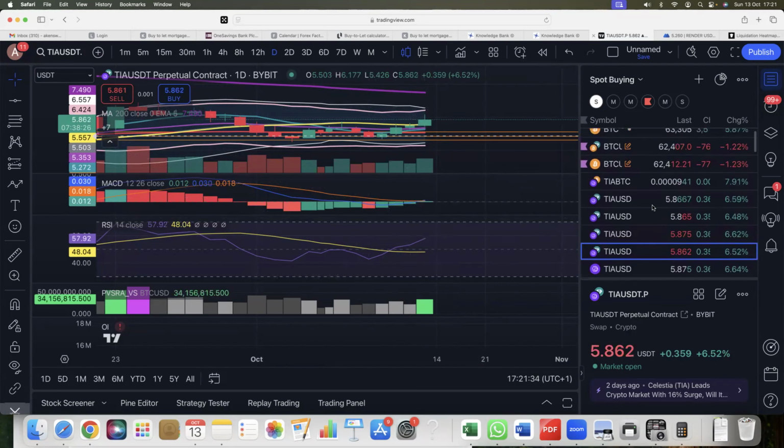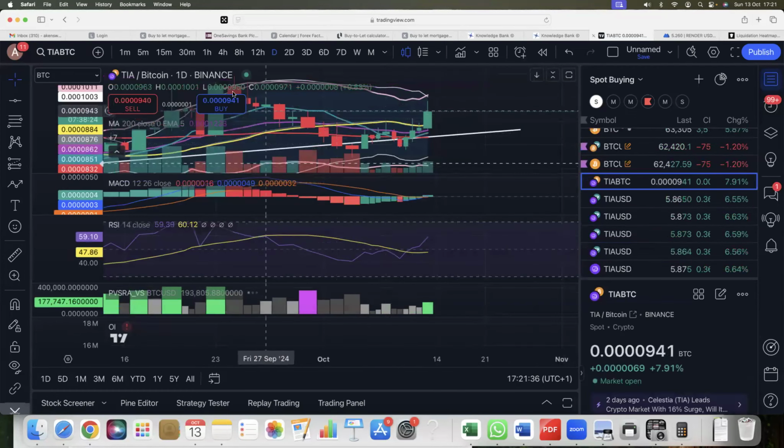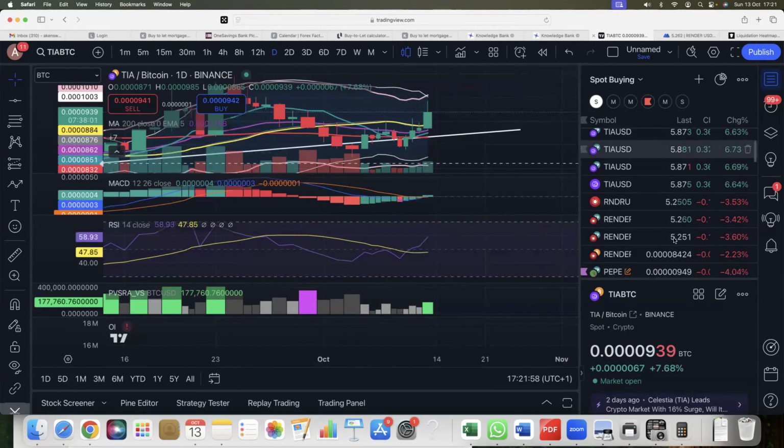But with tier, it's also good to look at the strength of tier against Bitcoin, and the Bitcoin tier chart. As you can see, tier is very strong against Bitcoin. So even if Bitcoin falls, it won't fall as much compared to some of the other coins at the moment because of the strength that it's got.